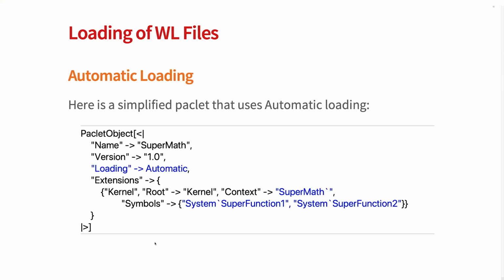Luckily, you don't need to do that anymore. So here's a simplified package that uses automatic loading. Simply say Loading -> Automatic. You have to name your context. And if you want automatic loading to work, you have to explicitly list the symbols that you want to autoload. These symbols should be written with their full context names, and they're written as strings.